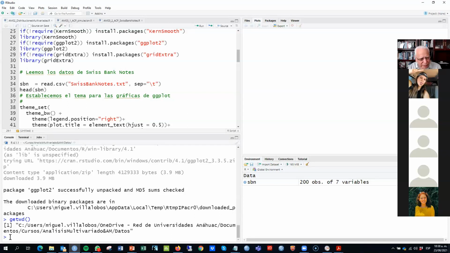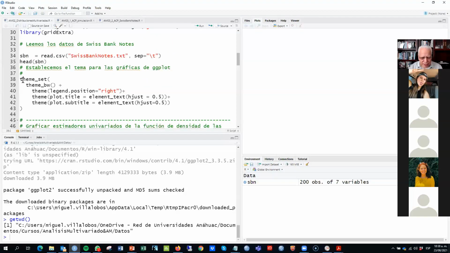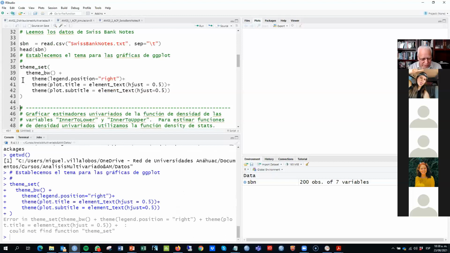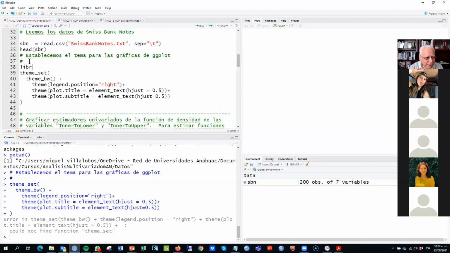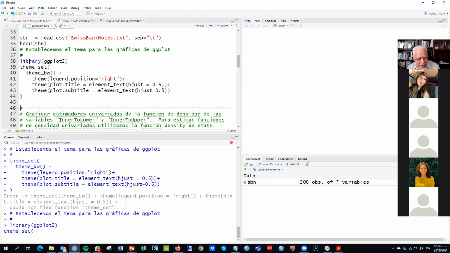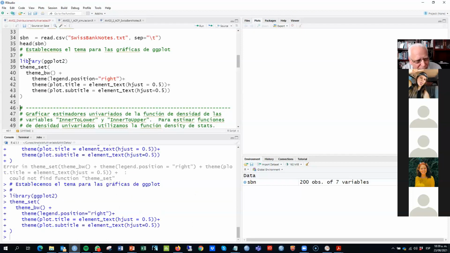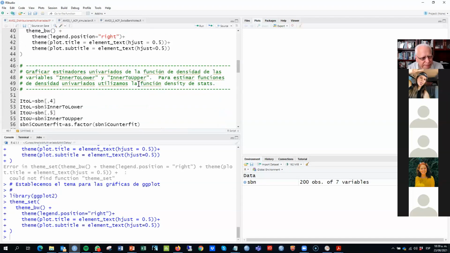So I installed already the ggplot2. Now I can run this theme set. Okay, I hadn't run the library function of ggplot2. So all I'm doing is setting up ggplot so that the graphs come up in black and white and the titles are centered. That's what I'm doing here, okay?